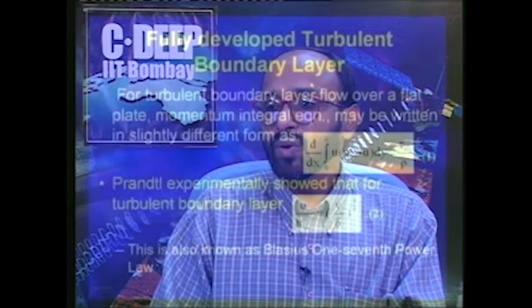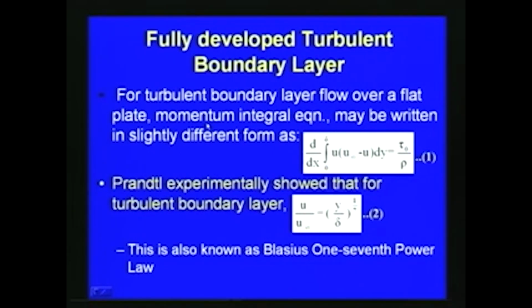So, with respect to this, for a fully developed turbulent boundary layer over a flat plate, the momentum integral equation may be written in a slightly different form as d/dx of the integral from 0 to delta of u(u∞ − u) dy, which is equal to τ0/ρ, as in equation number 1, where u∞ is the free stream velocity, u is the velocity at the location, τ0 is the boundary shear stress and ρ is the density.